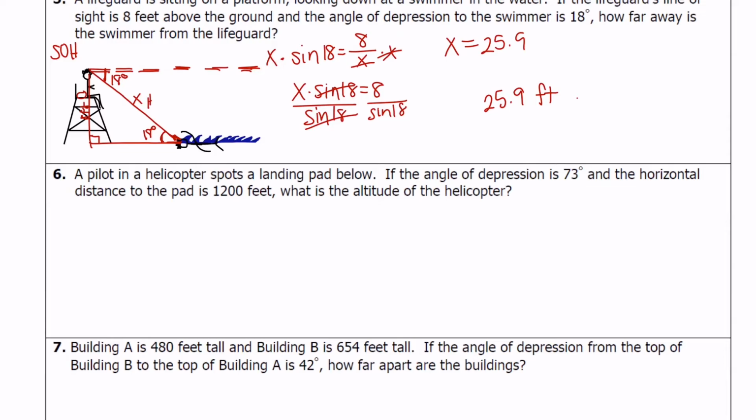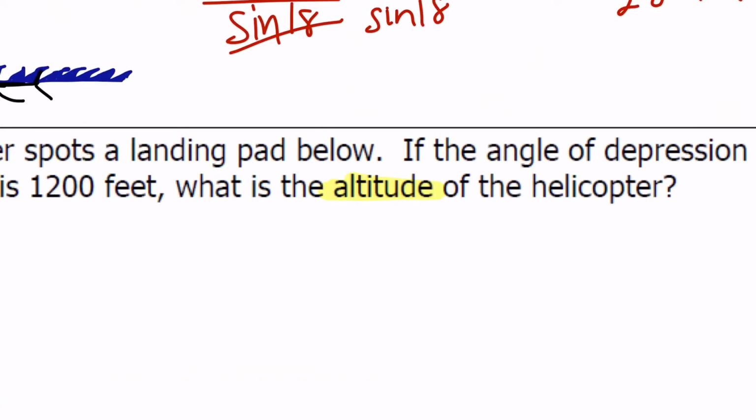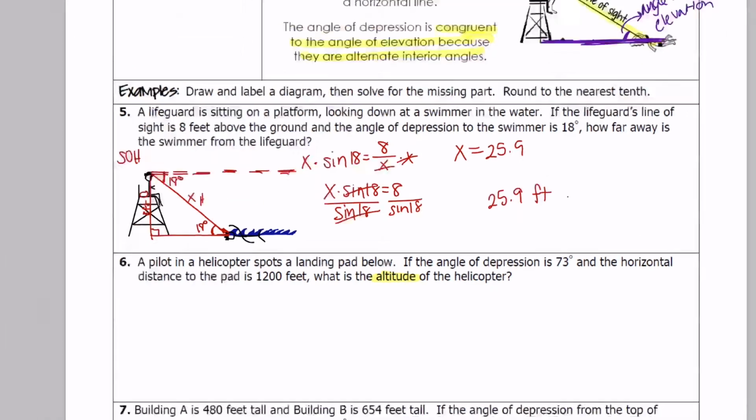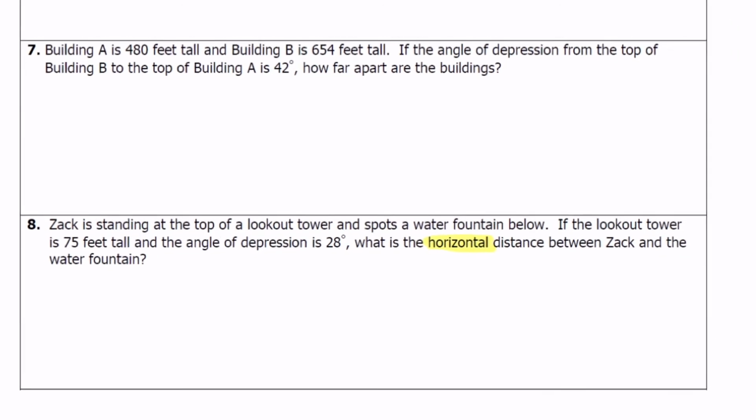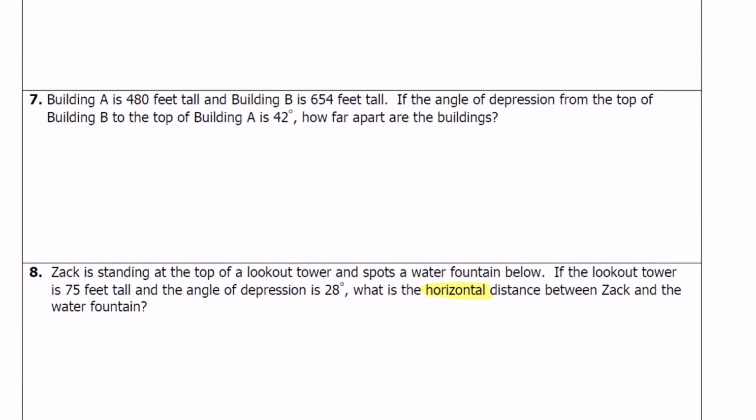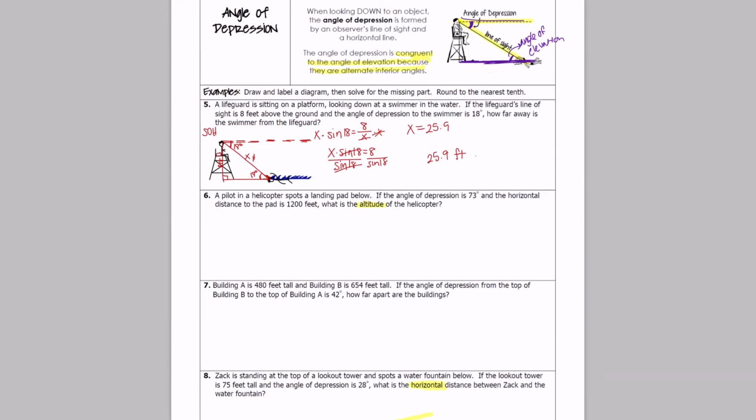When you're looking at number 6, what's the altitude of a helicopter? Altitude is how far something is in the air. Like when planes are flying, the altitude is usually, I think, 3,000 feet, and that just means the plane is 3,000 feet from the ground. So you're trying to find out how far the helicopter is from the ground. That's what altitude means. On number 8, it's wanting you to find that keyword, horizontal distance from Zach. So pay attention to what it's asking you to do there from the fountain that Zach is standing.